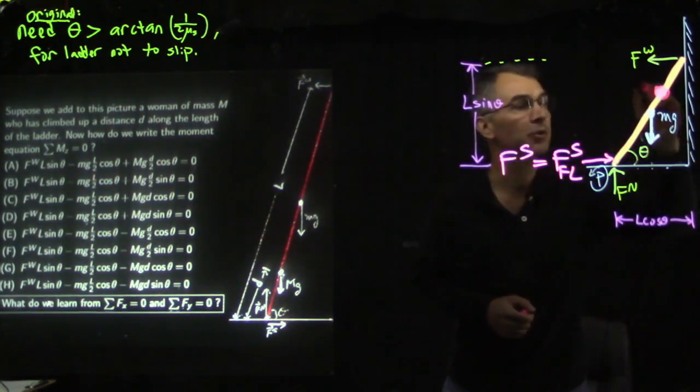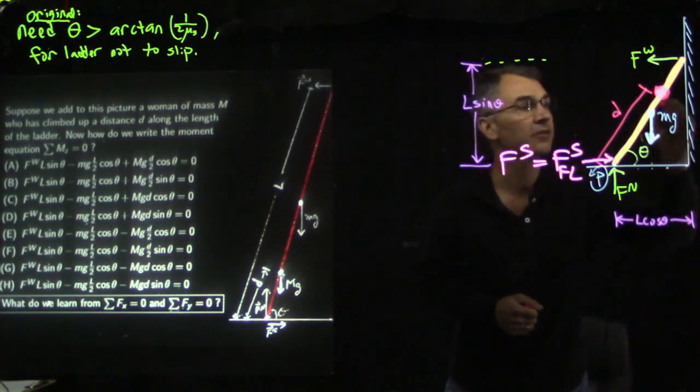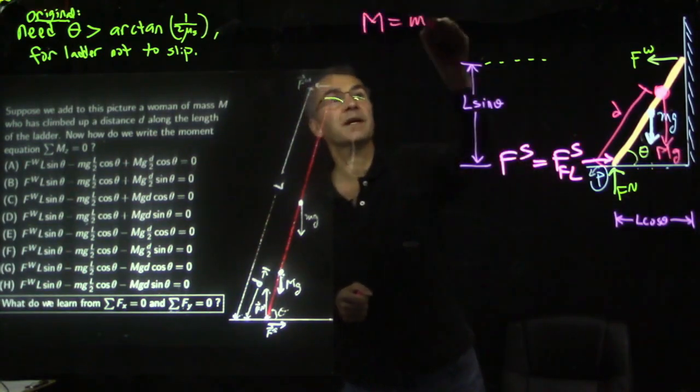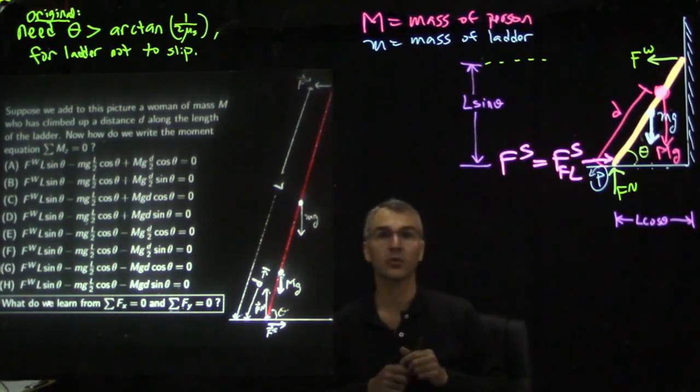So here is a person who has climbed up a distance d from the bottom of the ladder, and so then her weight is now also borne by the ladder. So I'll call this big mg. So big M is the mass of the person, and little m is the mass of the ladder. Now let's write the torque equation.